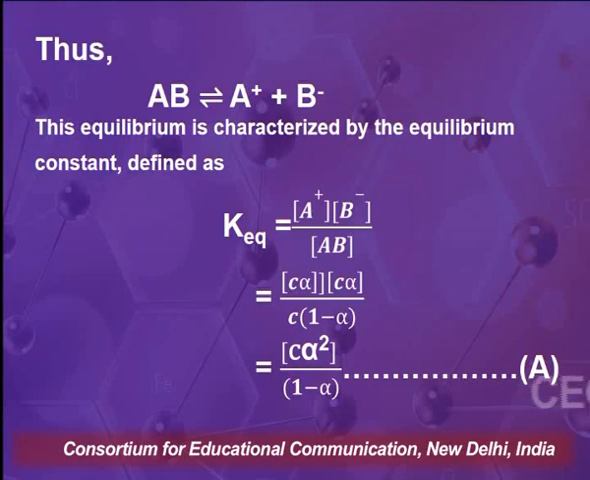If alpha is the degree of dissociation and if C is the initial concentration of the electrolyte AB, then the concentrations of A plus and B minus can be written as C alpha, and the concentration of AB is C into 1 minus alpha. Substituting these, we get K equilibrium is equal to C alpha into C alpha by C into 1 minus alpha, or C alpha square by 1 minus alpha.